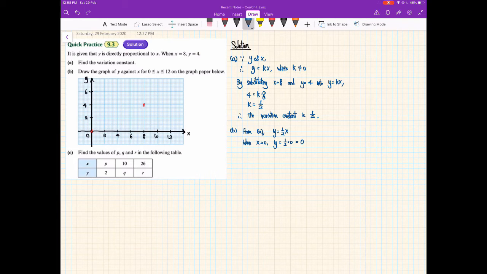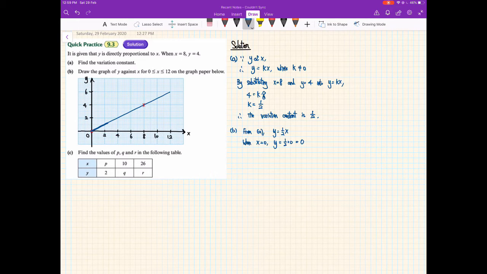Remember, we only draw the graph for x equals 0 to x equals 12, because this is a restriction from the question. Okay, part B, we are done.